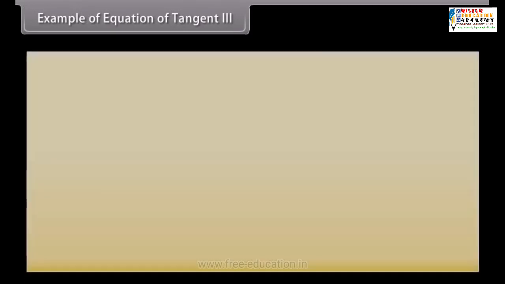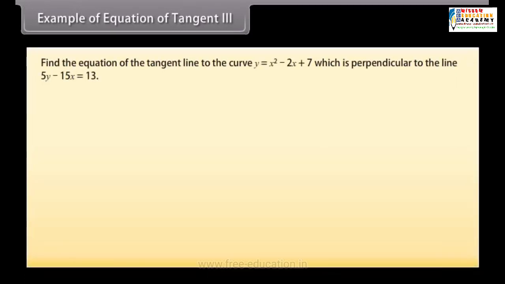Example of equation of tangent 3. Find the equation of the tangent line to the curve y is equal to x square minus 2x plus 7, which is perpendicular to the line 5y minus 15x is equal to 13. Solution. The equation of the line is 5y minus 15x is equal to 13.